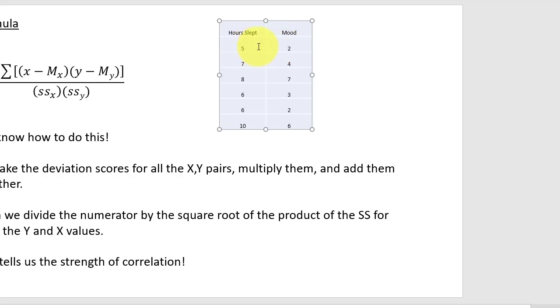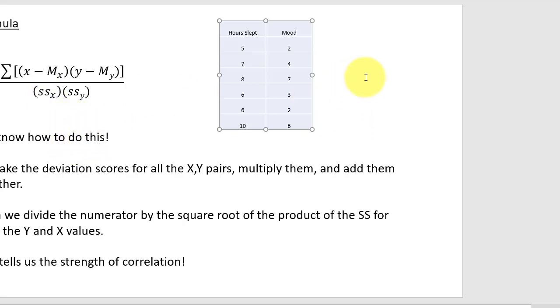So we multiply those deviation scores, which is what we're doing in the top here. Then we add them all together. That gives us a total amount of deviation. Then we find the sum of squares for the hours slept and the sum of squares for the mood, and then we multiply those to give us a total amount of deviation. So we divide the summed deviation scores by that total, and we're good to go. That gives us our r coefficient.